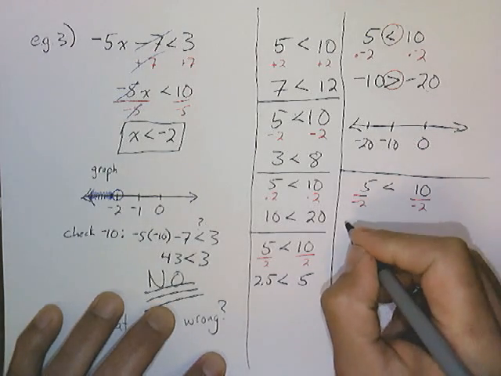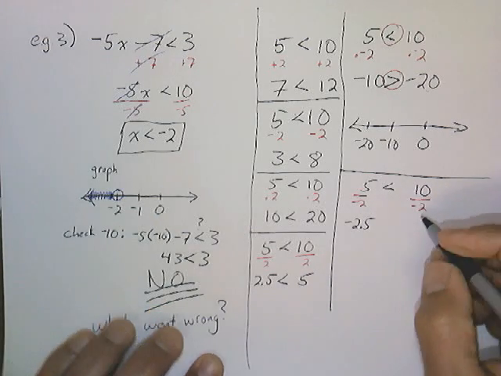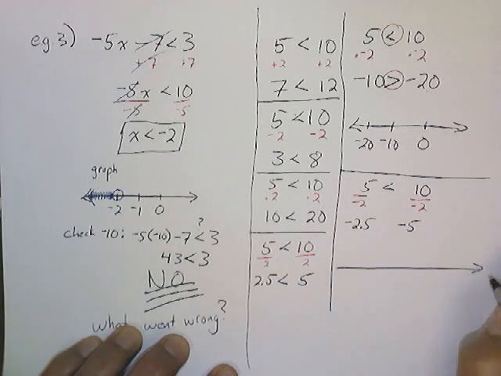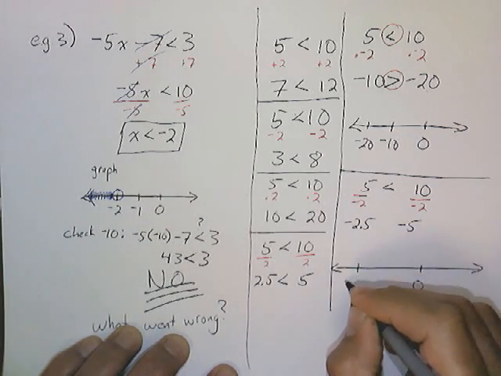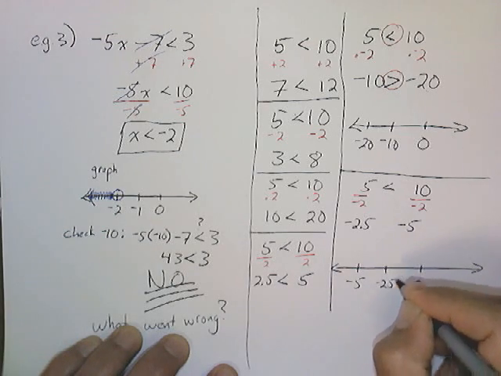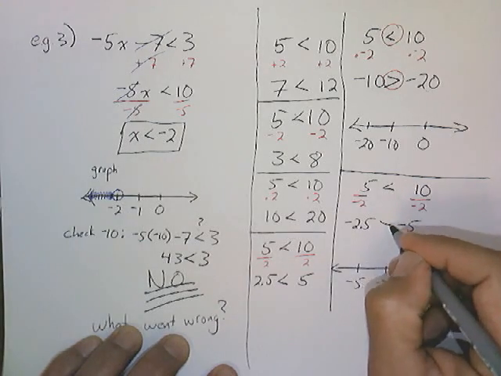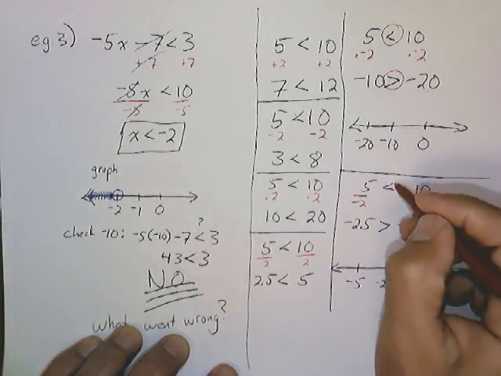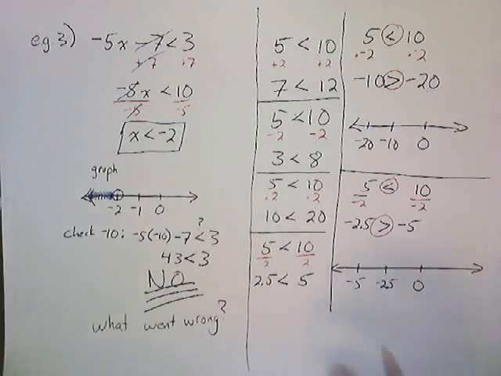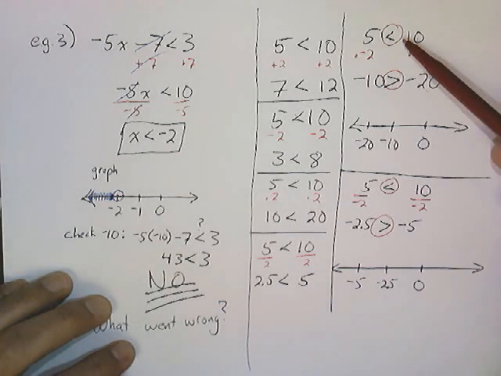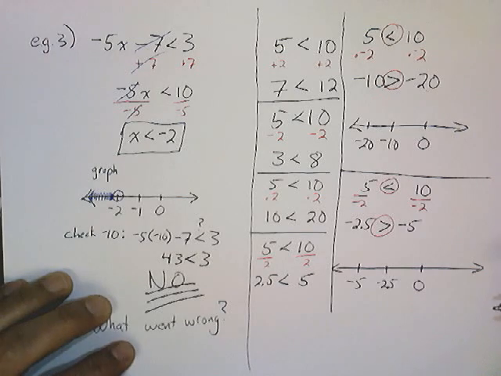well, now we have negative 2.5 here. 10 divided by negative 2 is negative 5. Here's 0. Here's negative 5. Negative 2.5 is right there. Negative 2.5 is most definitely to the right of negative 5. The inequality flips. That's the only thing that changes from solving equations. If you multiply or divide both sides of an inequality by a negative number, you have to flip the inequality around.